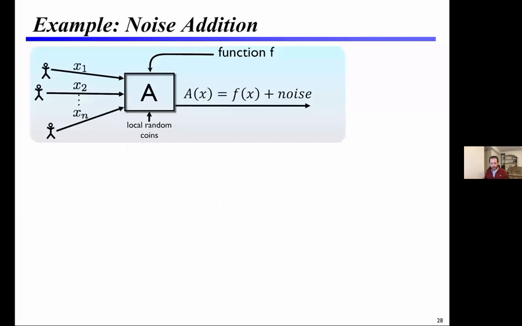Our starting point is pretty natural. Suppose we've got some function we want to compute on our data set, and we want to add randomness to that computation in some way in order to release a result that's close to the value of the function and somehow satisfy a concept like differential privacy.